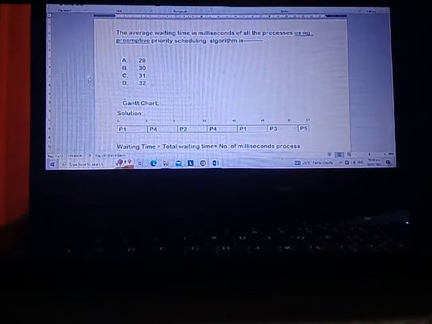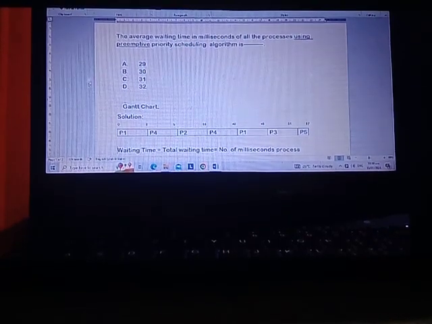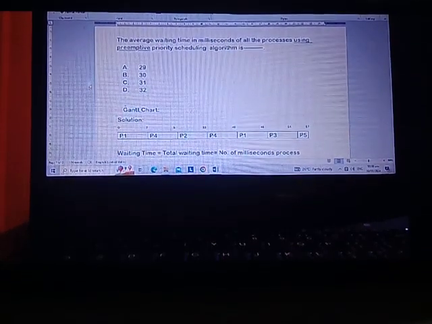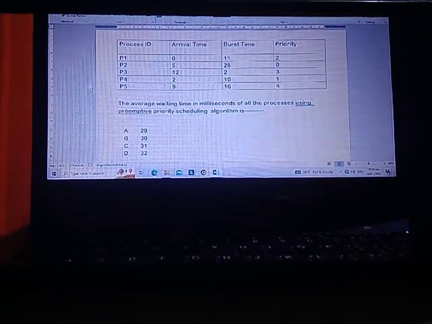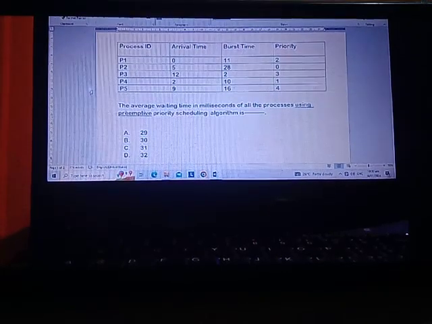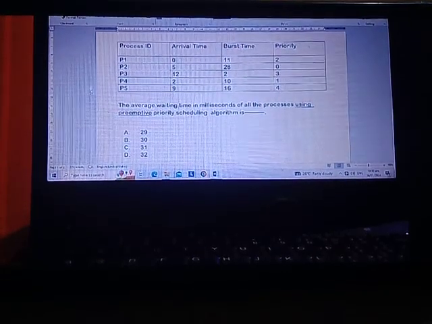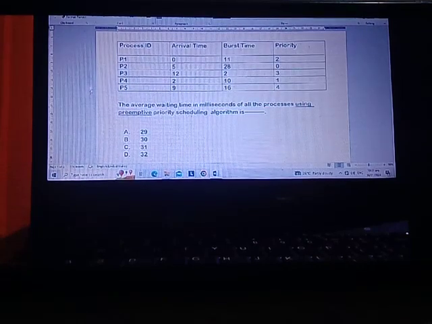These options are very similar to each other, so if you are trying to guess, you may have hard luck. So let us see how we can solve this in the correct way and find out the answer. Coming to the solution, I have just copied down that same table here, and we are going to first form the Gantt chart for this.